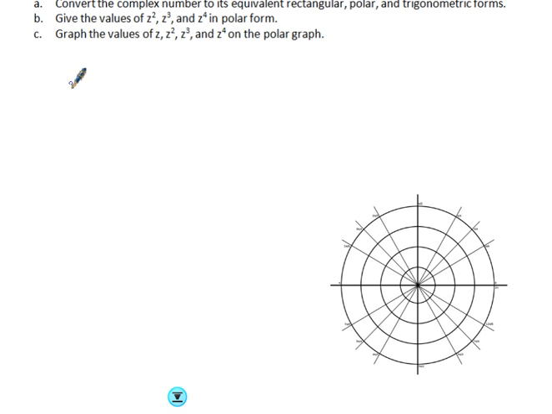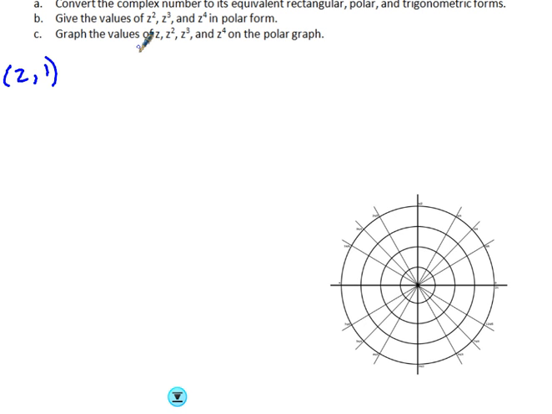So first part A, let's convert it to rectangular first of all. That should be pretty easy. If it's 2 plus i, rectangular coordinates are 2, 1. Done. Pretty basic right there. That right there would be the x. Whatever the coefficient is to the i is the y value.